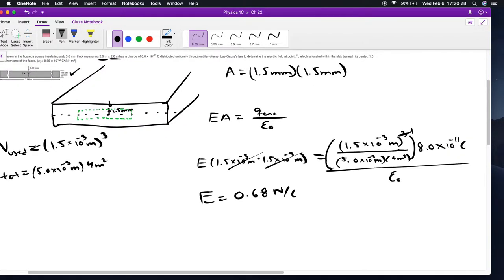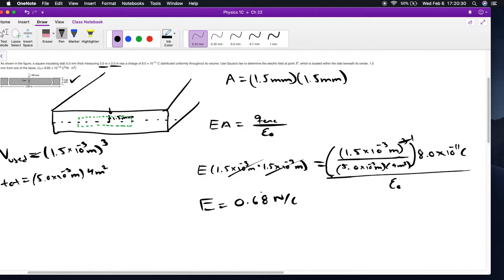So that's how you find the electric field of an insulating slab.